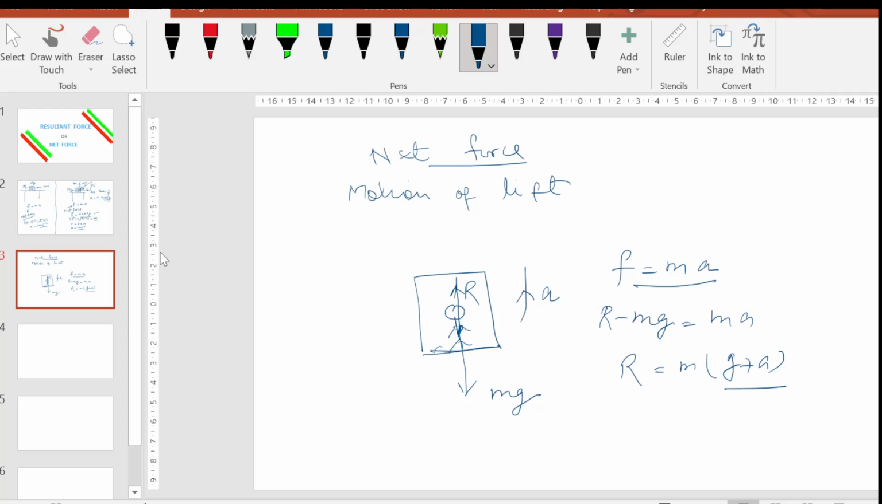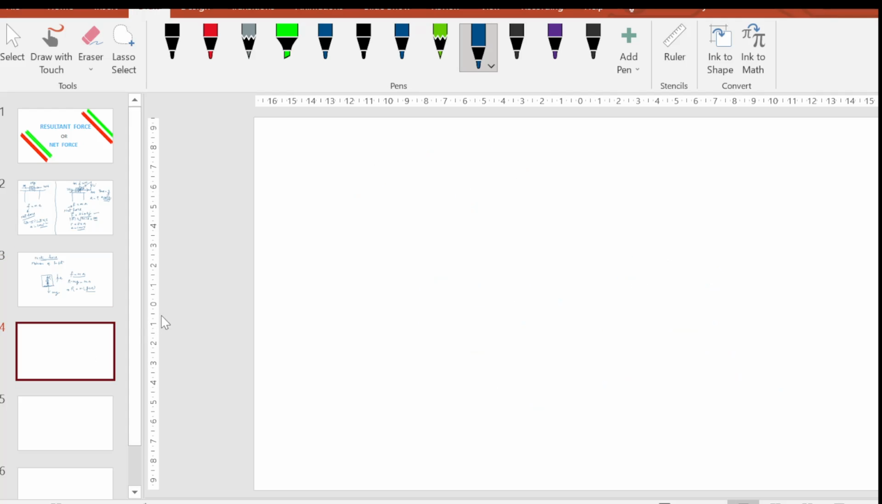So basically from this you understand how to find the normal reaction in the case of a lift, while the lift is moving upwards or downwards. If you understand the concept of net force, you can easily solve this. One more example, if I am taking net force.